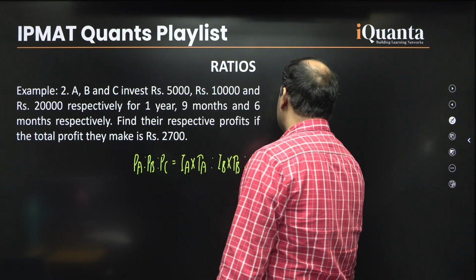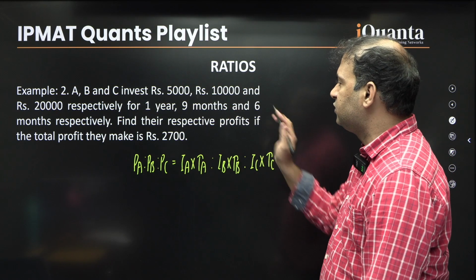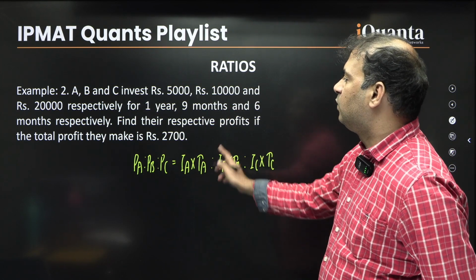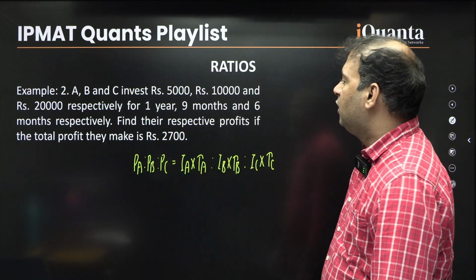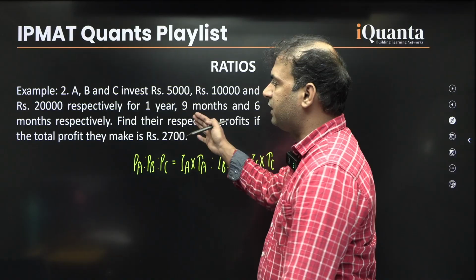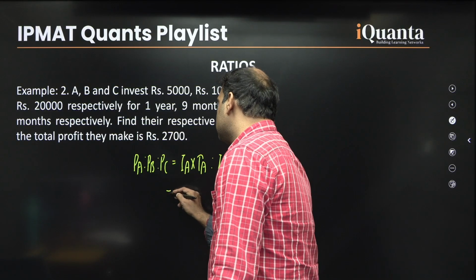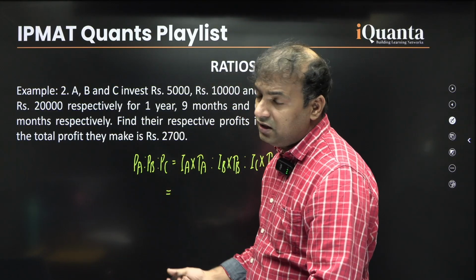Alright guys, now what are the investments? If you see, the investments of A, B and C are 5,000, 10,000 and 20,000. Time periods of them are 1 year, 9 months and 6 months, right? 1 year, guys, we can convert into months, that we can say as 12 months, because the time periods of all the others are in months, so we will convert this into months as well. Simple, so that we can compare them or cancel them, you can say that.